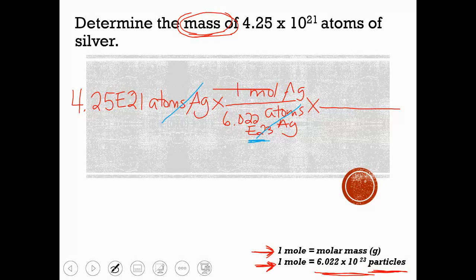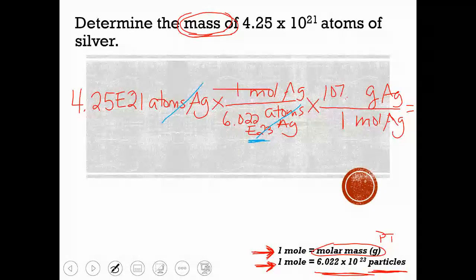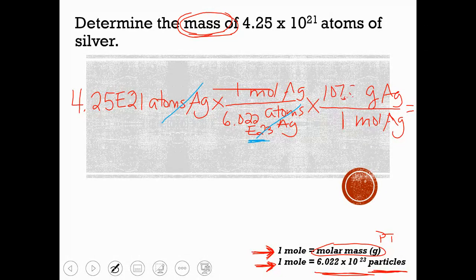But now I need to set up a factor so that my moles of silver will also divide out, and I can end up with grams of silver as my answer. That's where this second equality comes in. We know that 1 mole of silver is equal to the molar mass. You get that on the periodic table. I looked that up for silver, and it's 107.87. Decimal here, and then 87.